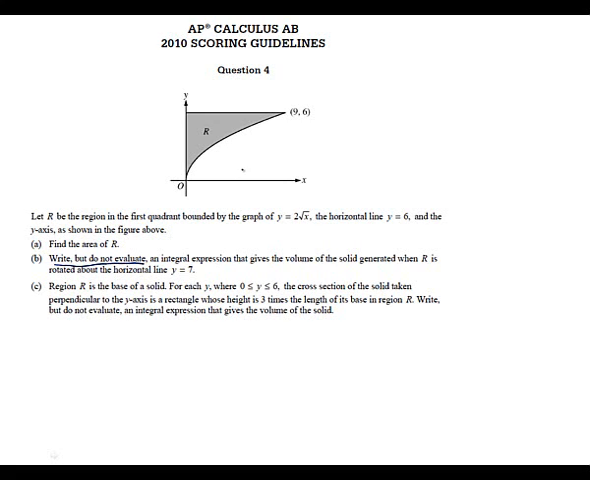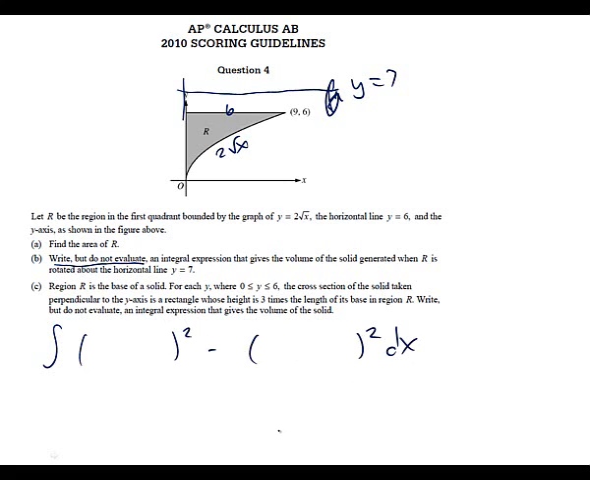Okay? An integral expression that gives the volume of the solid generated when R is rotated about the horizontal line y equals 7. I would be drawing that line in, so I knew where it was. So it's got to be, I'm rotating around there. It's y equals 7. I know this was the 2 square root of x, and this is 6. Okay. All right. Is it a disc or is it a washer? Washer. Okay, so I know when I go to set up, I've got to do something squared minus something squared dx. Okay.